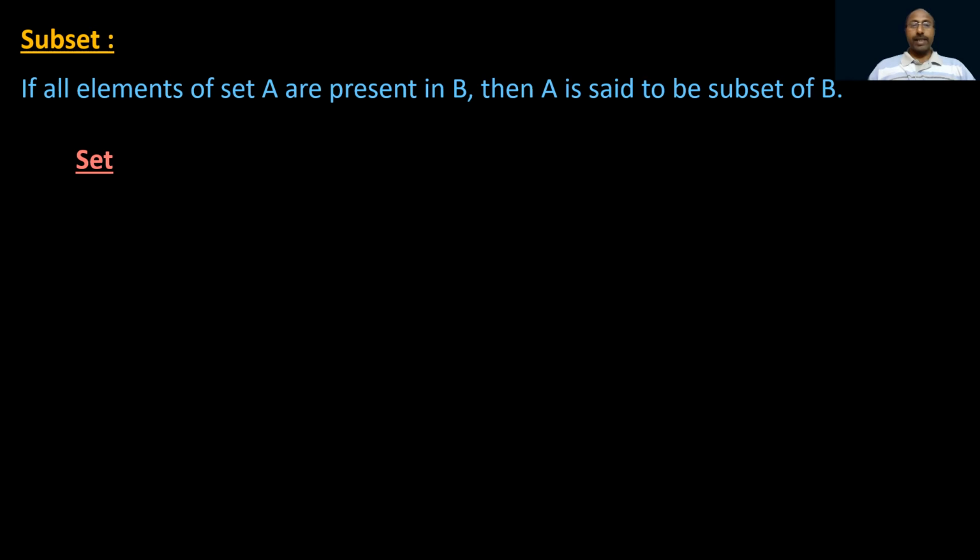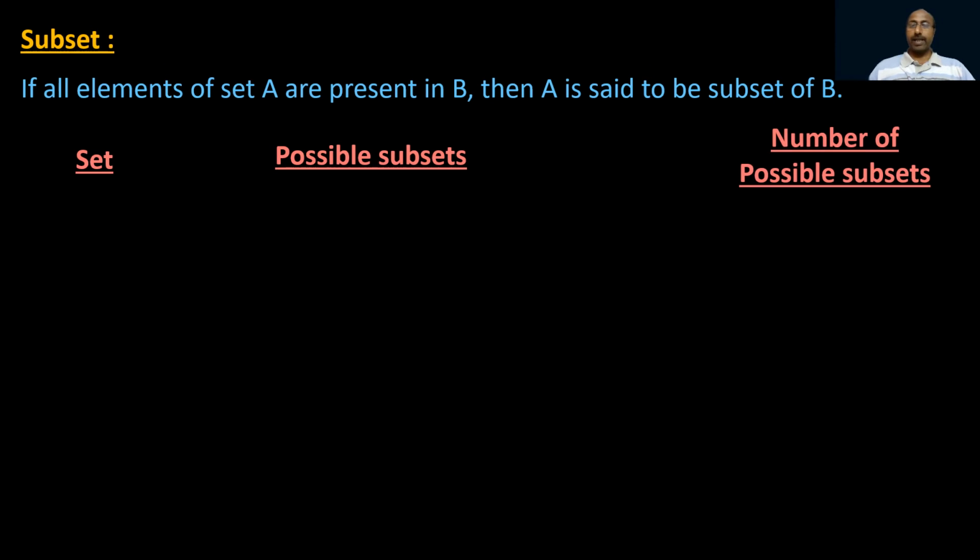Now let us see how many subsets are possible for a set. So take set, possible subsets, and number of possible subsets. First take the empty set. We know that every set is a subset of itself. In that way, the empty set is also a subset of itself. So the subset of the empty set is itself, and so the number of possible subsets is 1.